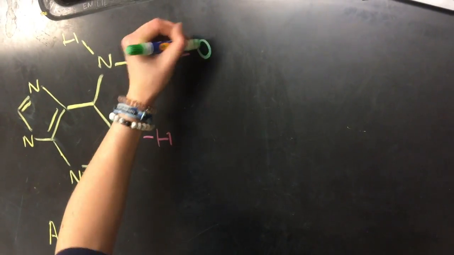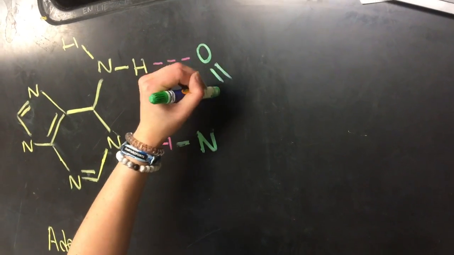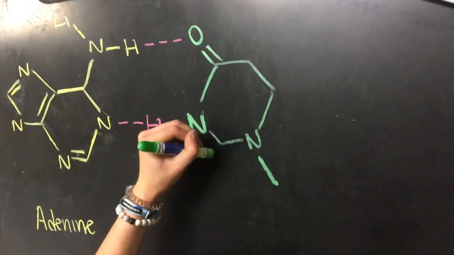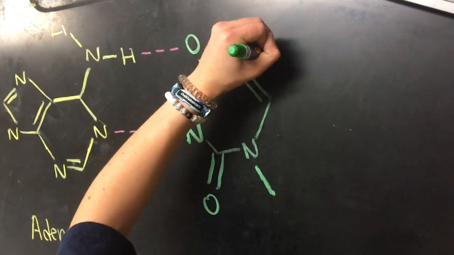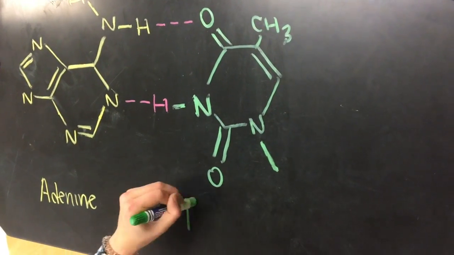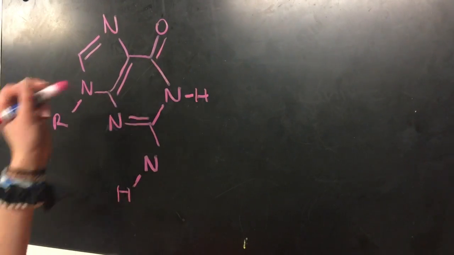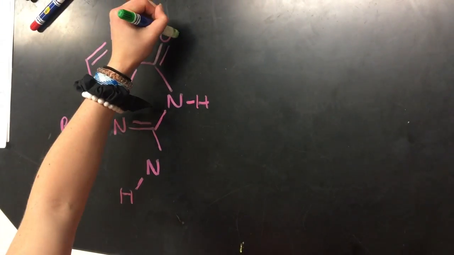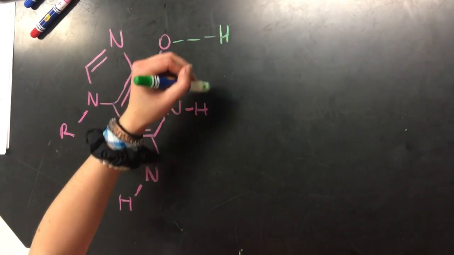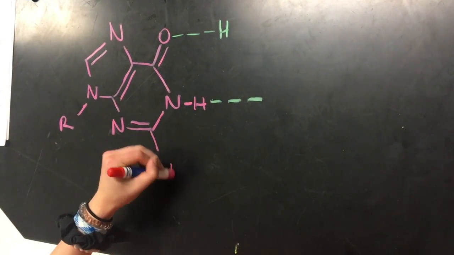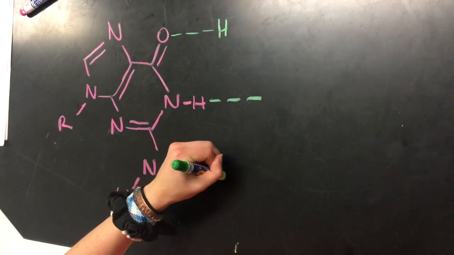Well, as you can see in the pictures, adenine can form 2 hydrogen bonds with thymine. And cytosine can form 3 hydrogen bonds with guanine. That's why they can only be paired together.